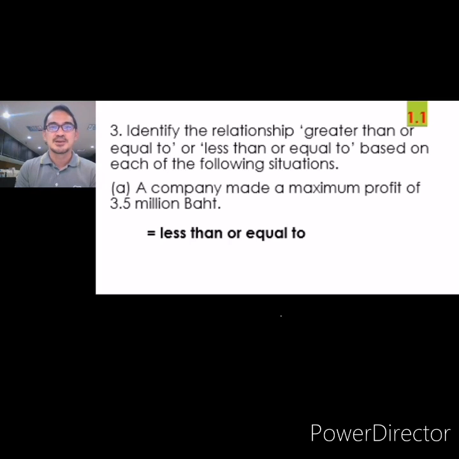What word can we find in this sentence that could mean less than or equal to? Read again the problem. A company made a maximum profit of 3.5 million baht. The word maximum denotes less than or equal to, meaning you cannot go beyond 3.5 million baht. A company made a profit of less than or equal to 3.5 million baht. It could be 3.5 million, it could be 3.4, it could be 3 million, or less than. Okay?